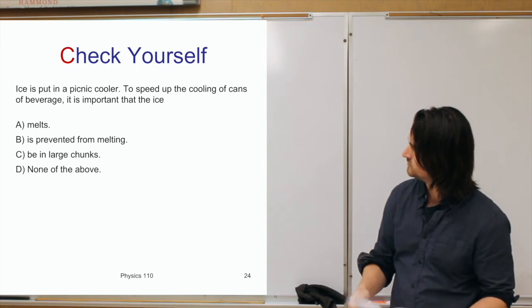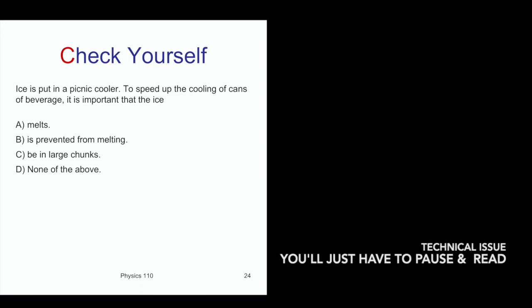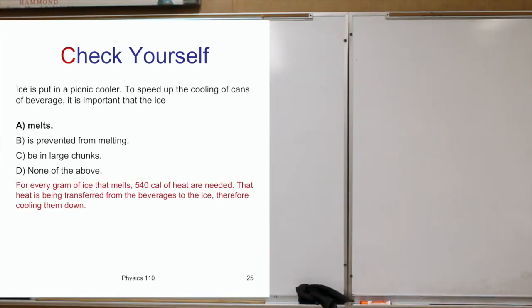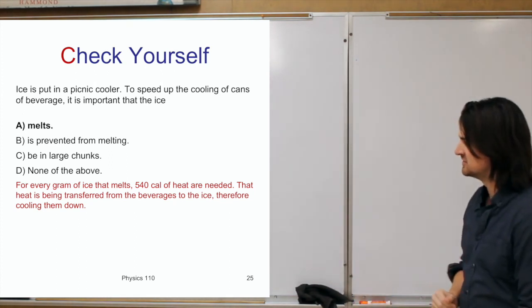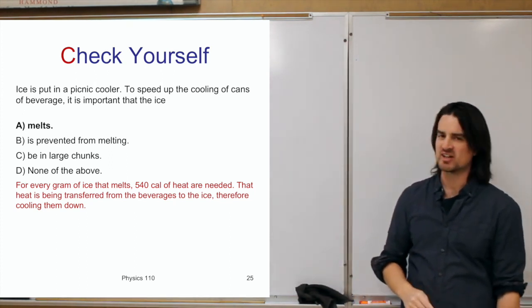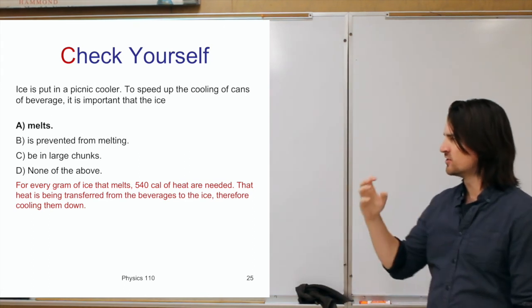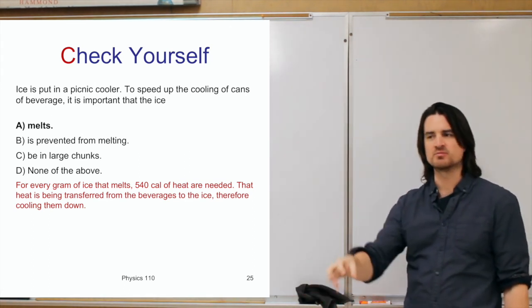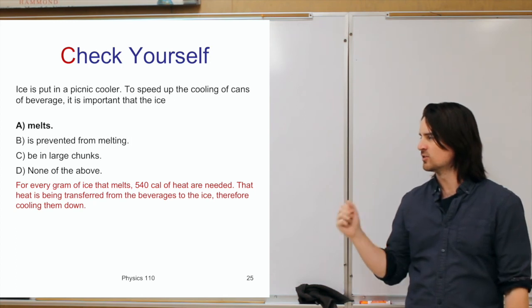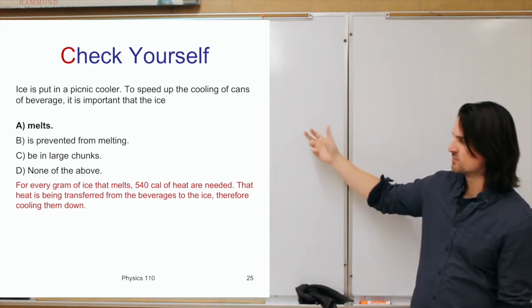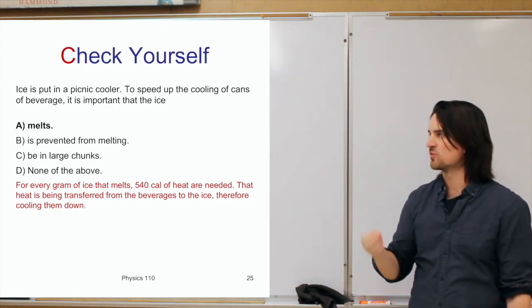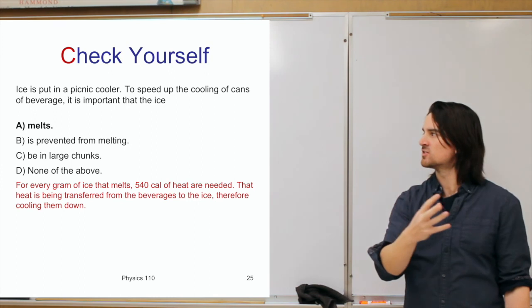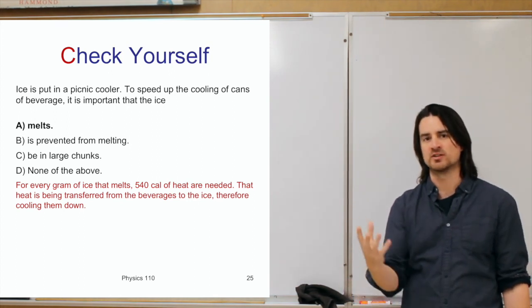Okay, one more. Well, you want that ice to melt. Right? Why is that? Remember, it's all about where you need heat to be added to something, or removed from something, in order to change its phase. Well, if you want something to melt, heat needs to be added to it. Right? So if you want that ice to melt, you need heat to come from somewhere and to go into the ice in order to melt it.